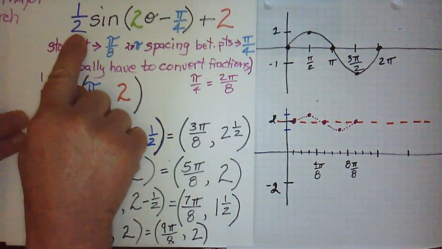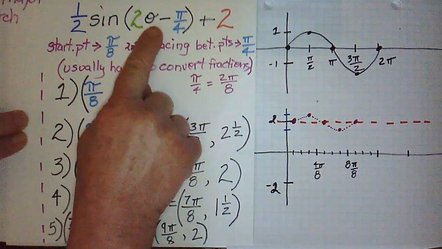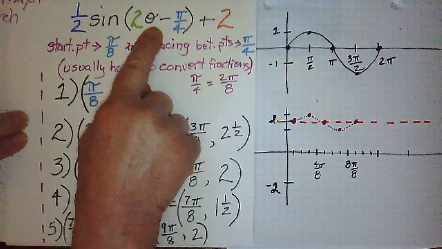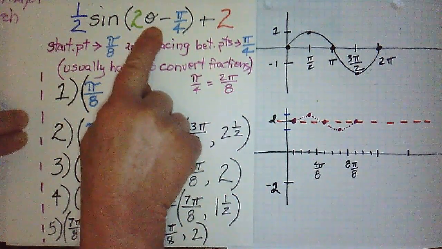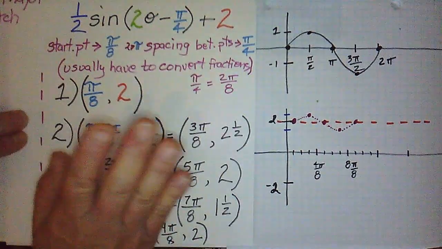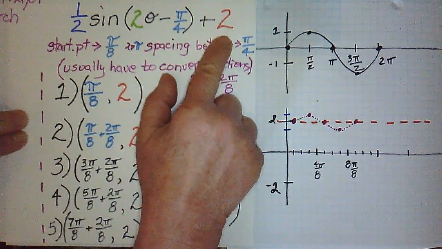So here's our original function, 1/2 sine of 2 theta minus pi fourths plus 2. I'm writing theta there so that you get used to seeing it. You often see theta instead of x. It's the same thing.